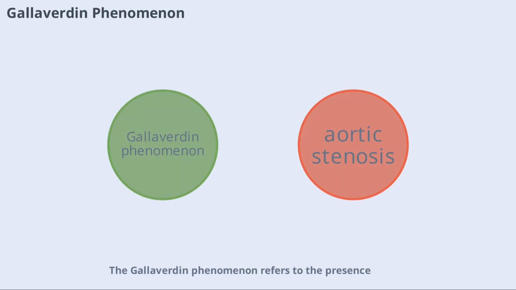Gallavardin phenomenon refers to the presence of a musical murmur at the apex, which can be mistaken for mitral regurgitation, but is actually due to aortic stenosis. Differentiating between these murmurs is important, as their management differs significantly. Careful auscultation and attention to associated findings are key.